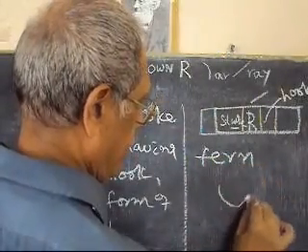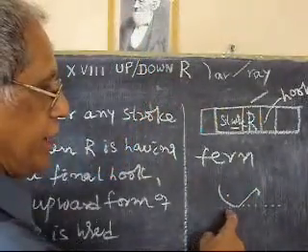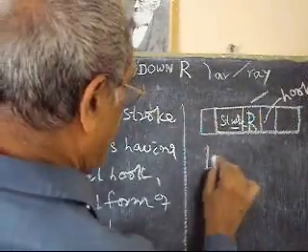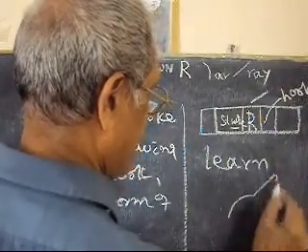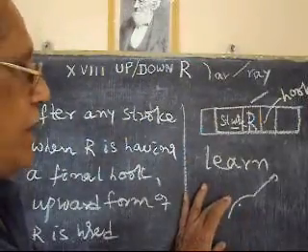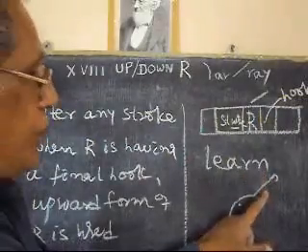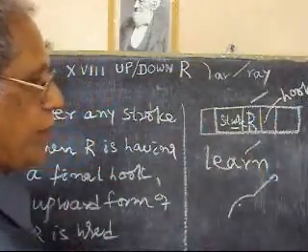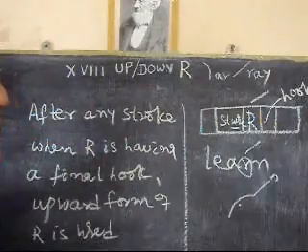Firm. One stroke is there, then R has come, then it has got a hook. Learn. There is a stroke. After that, R has come. It has got a hook. Therefore, this R is represented by the ray and not the downward form. Okay? Remember that.